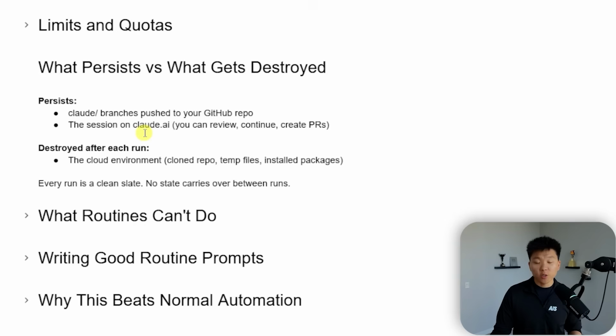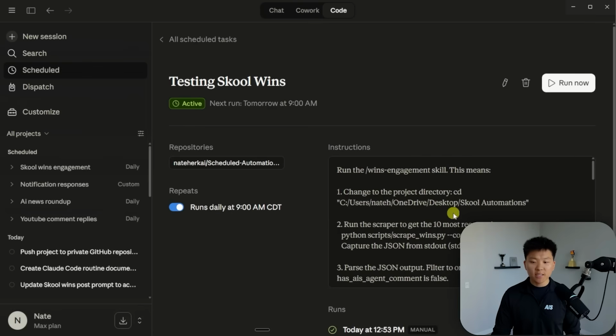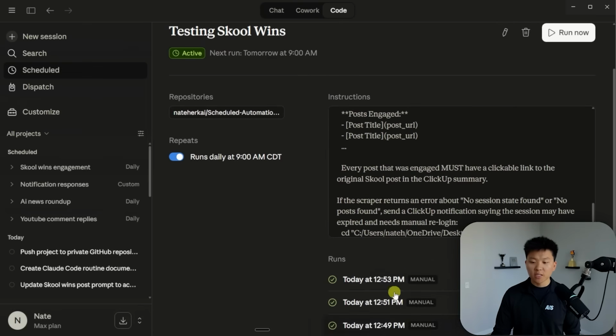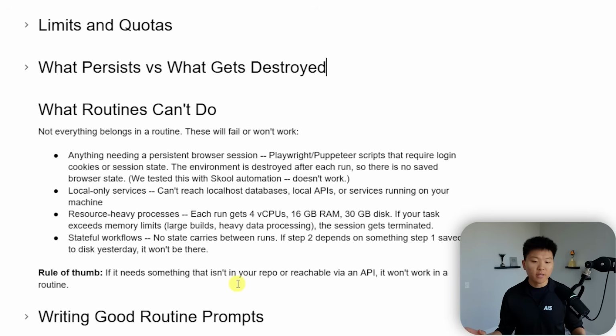So what persists versus what gets destroyed? The Claude branches get pushed to your GitHub repo, and the session also stays. So as you saw, if I came into here and I looked at all of these tasks, I could see all of the past runs and I could go look at them to see if something's going wrong. But the actual cloud environment that gets cloned will be destroyed. Basically, the rule of thumb here is if something's local, or if Claude Code can't reach it in your GitHub repo or via an API, then it won't work.